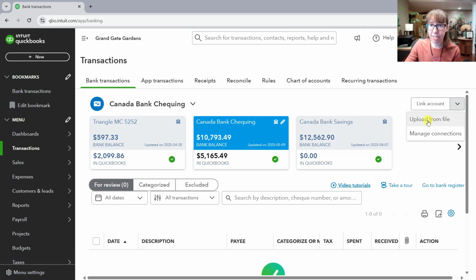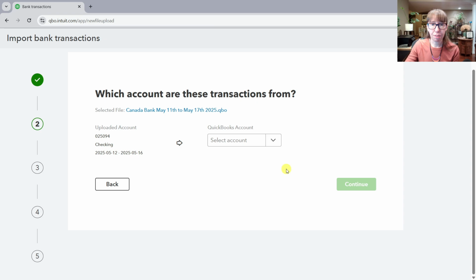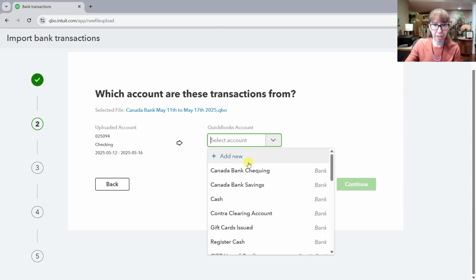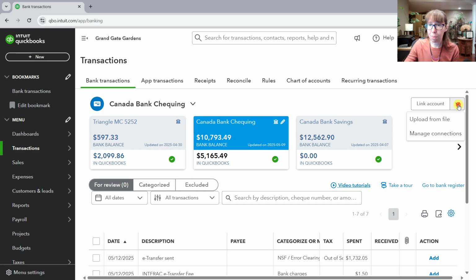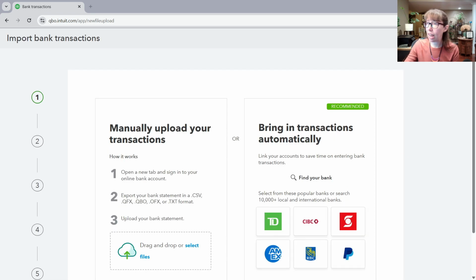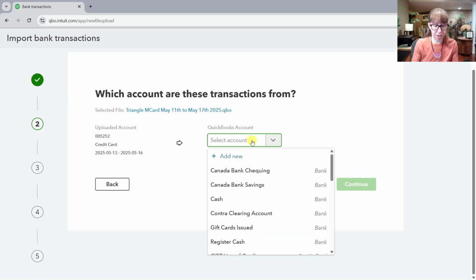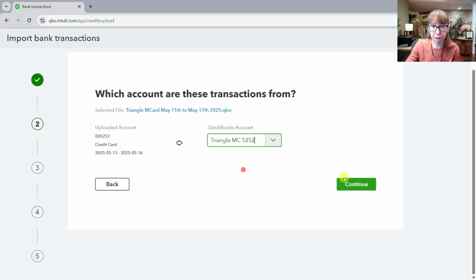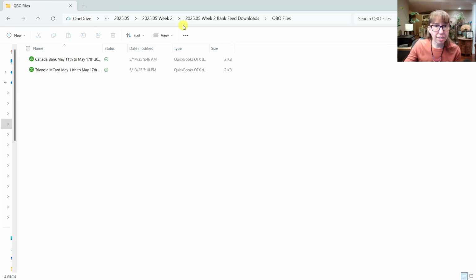As it's a case study, I'm going to upload from file, drag over first the Canada Bank, and then we're going to continue. And this is Canada Bank checking, continue, done. Then I'm going to drop this down, upload from file, and the Triangle MCard is the second one for us to do. Continue, Triangle MCard, continue, and done. Excellent. And next, let's take a look.